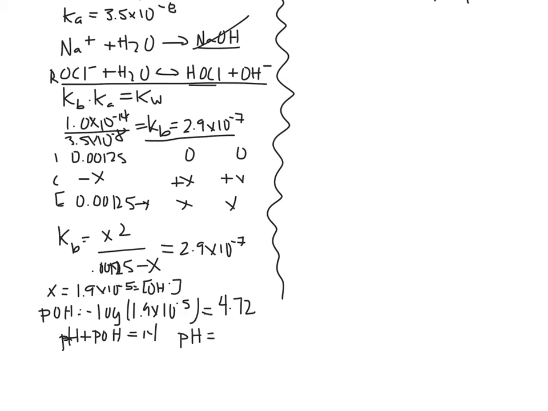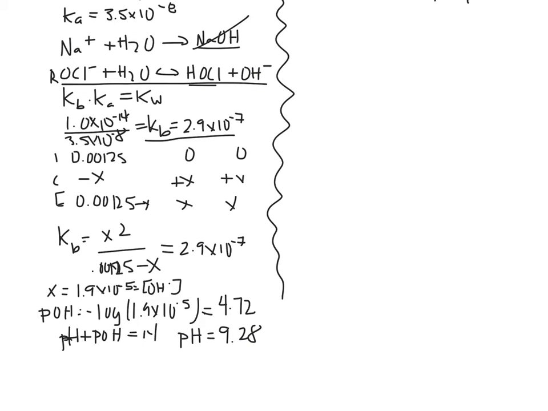is equal to 9.28, which means then that this ion here was basic, which shouldn't be surprising. It came from the salt of a weak acid. The salt of a weak acid is a conjugate ion or conjugate base in solution. And so we're making hydroxide ions. It should be a base.